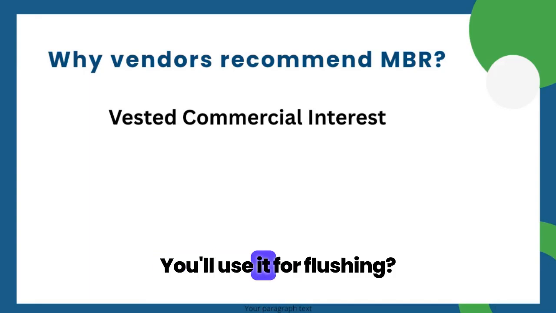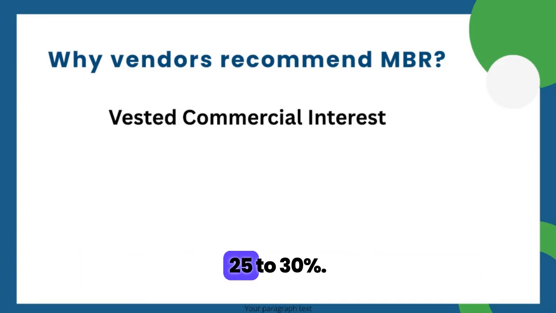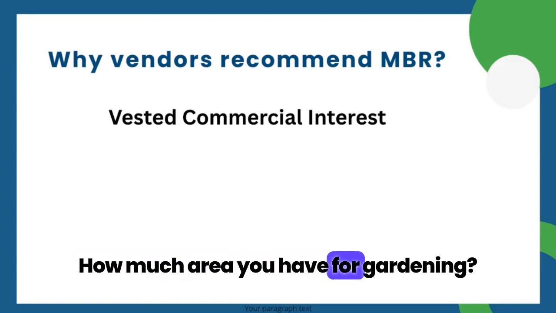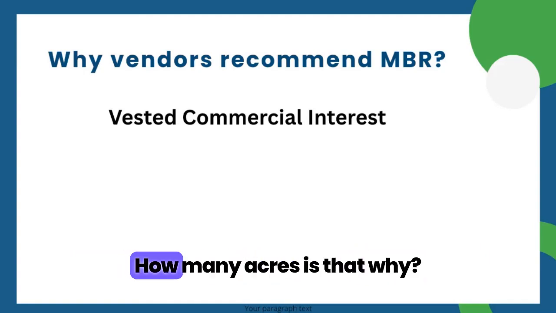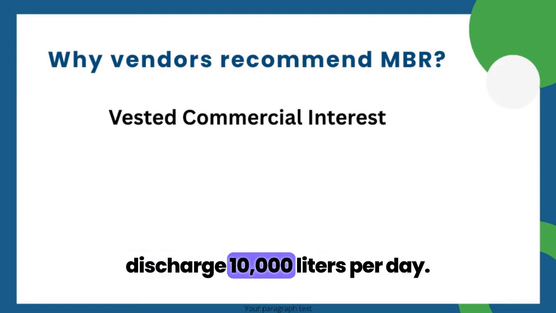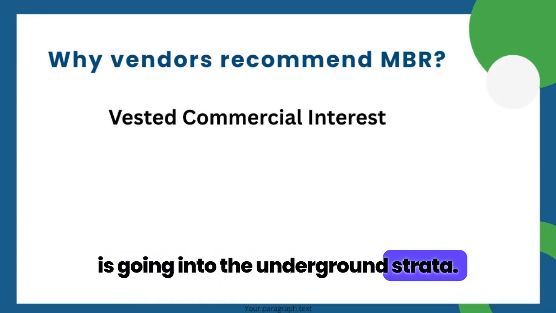No. You will use it for flushing? Yes. How much water you will use for flushing? 25 to 30%. Then what else? We'll use it for gardening. How much area you have for gardening? They'll say X amount of area. How many acres is that? Y. Okay. So per acre, you can probably discharge 10,000 liters per day. That is if you have land where water is going into the underground strata.